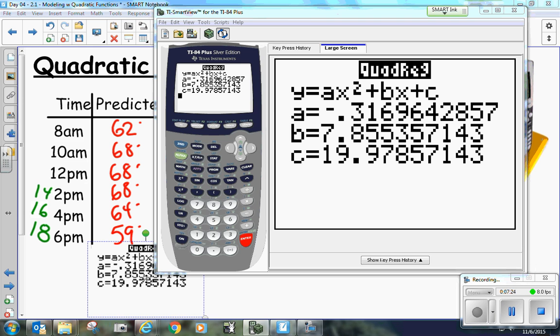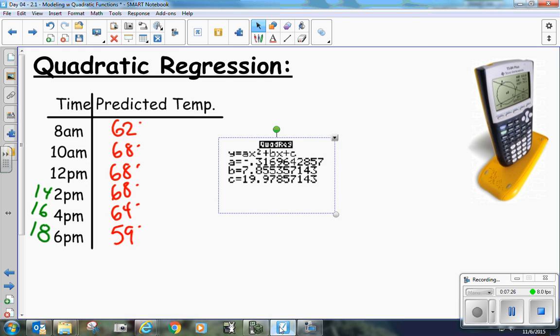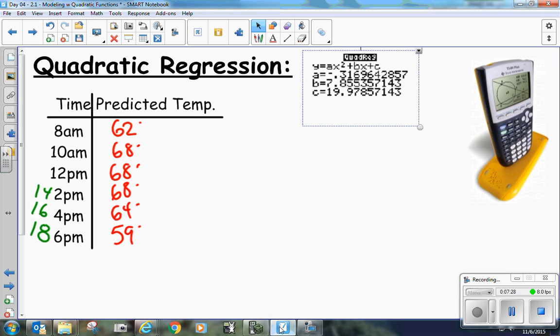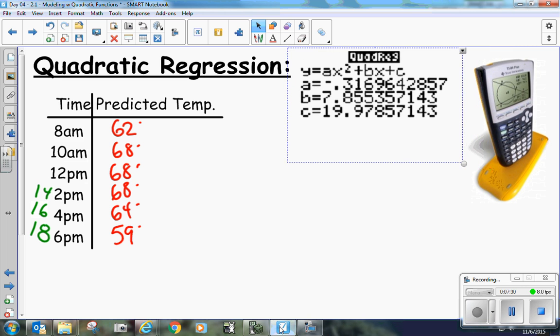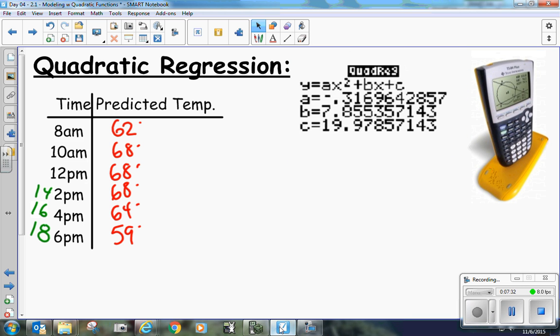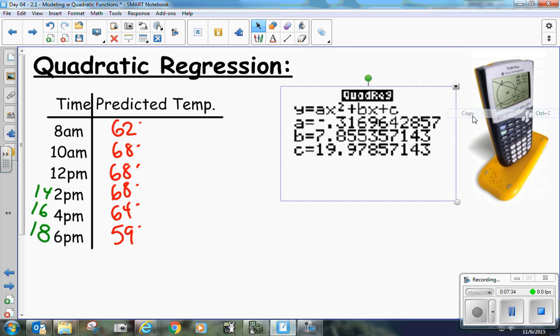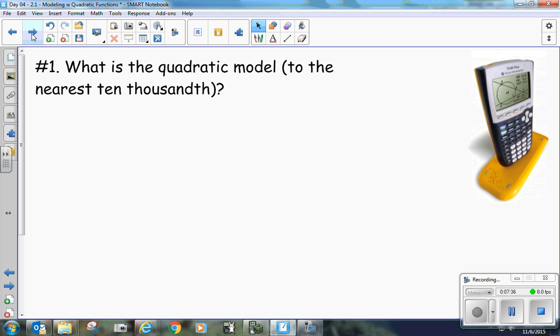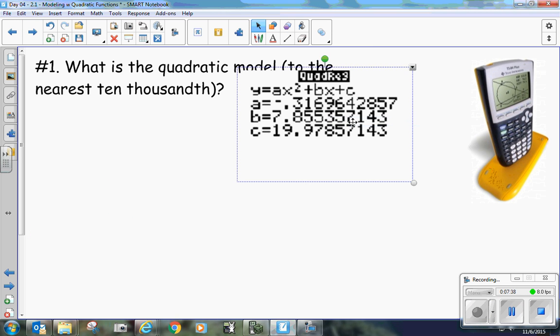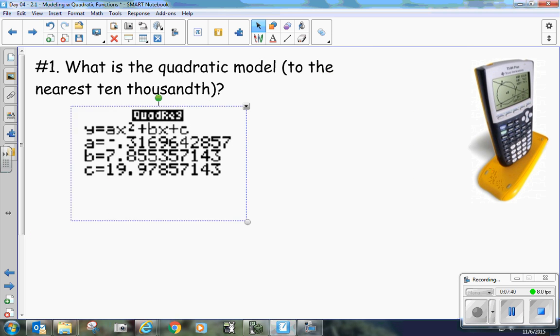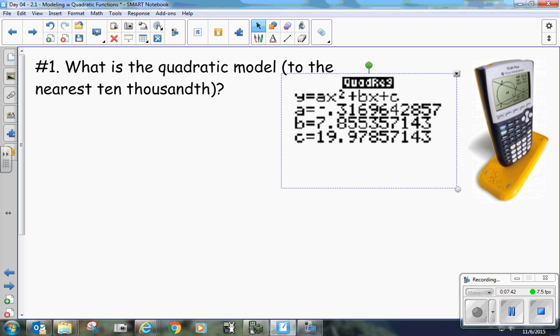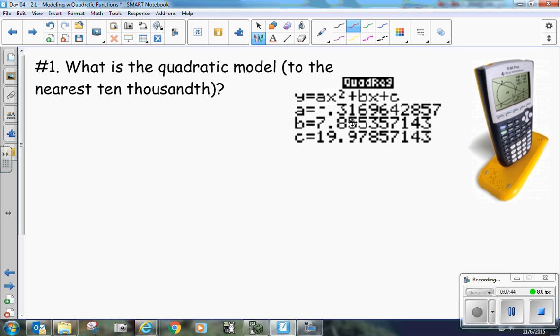Now, if I want this equation to the nearest thousandth, just 3 decimal places, how do I write this? In fact, let's do this. Say, well, nearest ten-thousandth. It's even more accurate. Y equals.